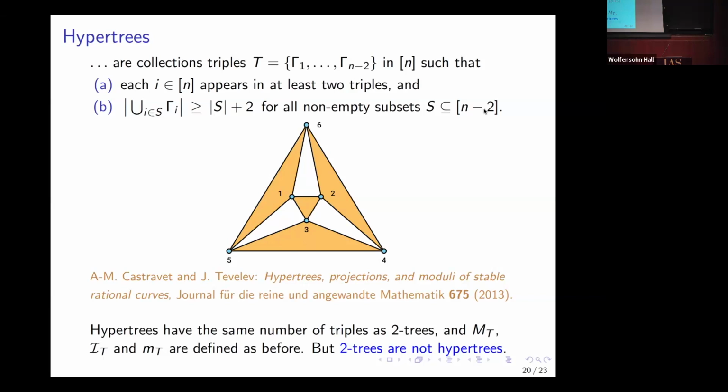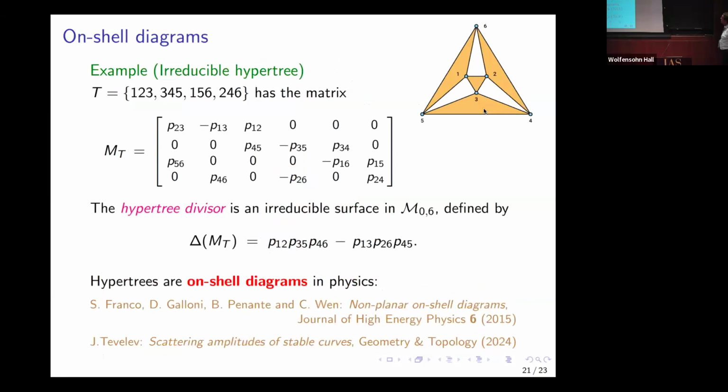but they're not two-trees, because two-trees do not satisfy the first condition. But everything I said in the last 3 minutes, the matrix M_T, the integrand I_T, and the amplitude little m are defined as before. Exactly the same definitions work. So let's see an example. This is known as the octahedral hypertree. This is the hypertree with the triangles 1, 2, 3, 3, 4, 5, 1, 5, 6, and 2, 4, 6.